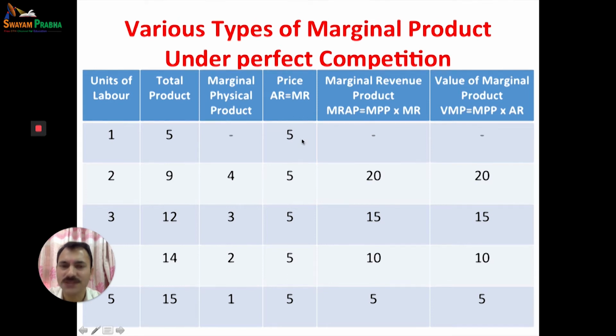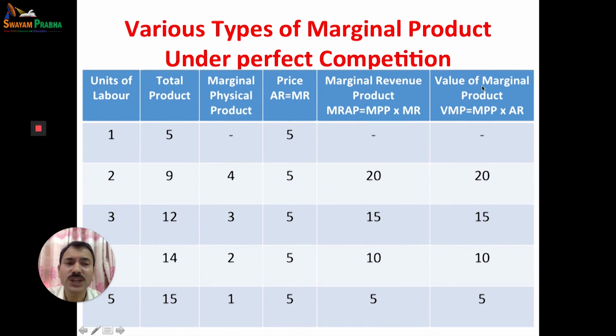But because perfect competition is there, the price, marginal revenue, and average revenue remain constant, say 5, 5, 5. There's no change. But marginal revenue product, as I have already discussed in the previous slide, can be calculated as MPP multiplied by MR. So marginal revenue here is 5, marginal product say 4. So 4 multiplied by 5 is 20. Similarly, MPP is here 3 and MR is 5, so MRP is 15. MPP 2 multiplied by 5 is 10.